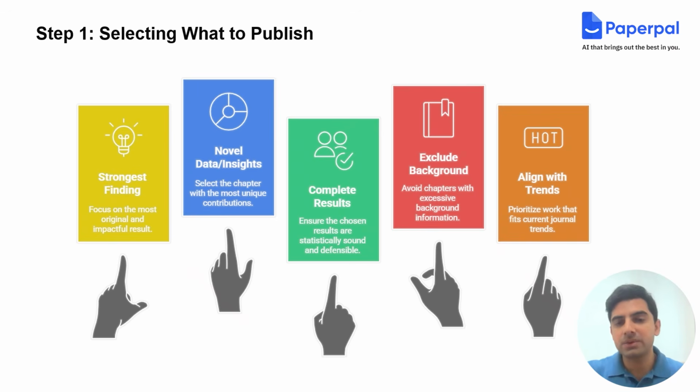Then the last one is about the trends. For instance, if you have three research questions in your thesis and two of them are related to somewhat saturated topics, but the third one is about a very trendy topic, then go for the third one. Do not pick up stuff that is a bit outdated or saturated in your thesis. So these are some of the tips that can help you to pick the right stuff from your thesis and put it into a research paper.